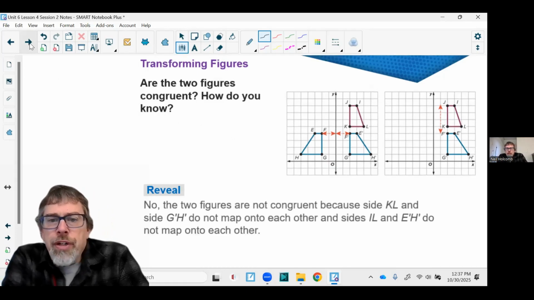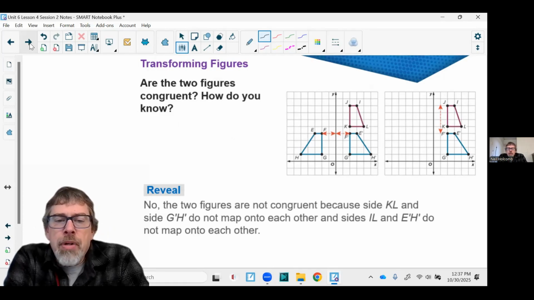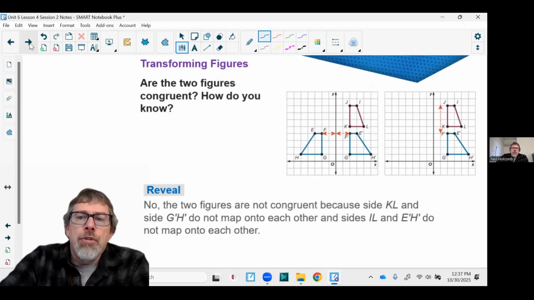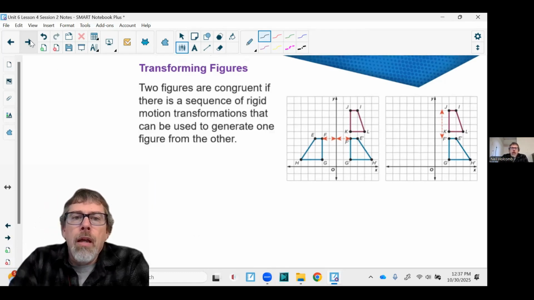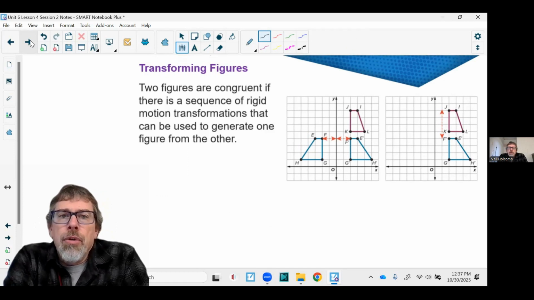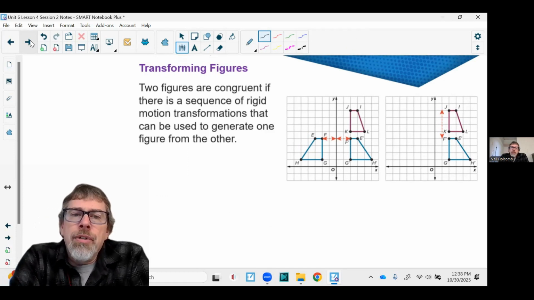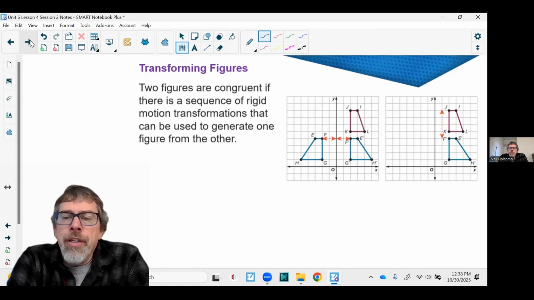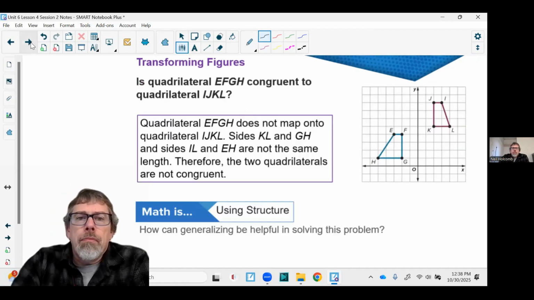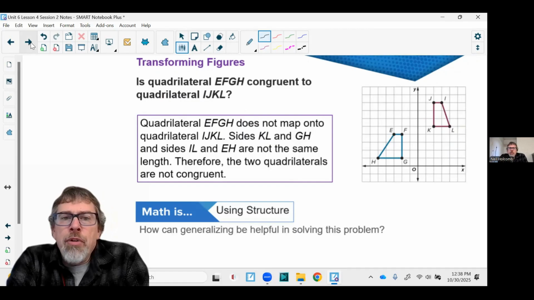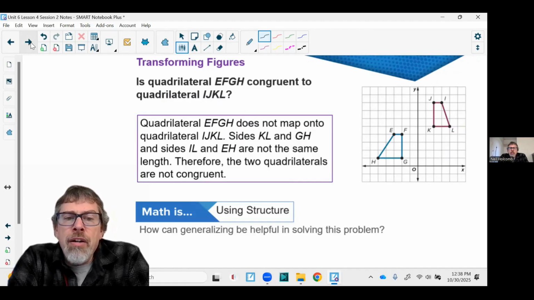Okay, so no, the 2 figures are not congruent because KL and side G prime H prime do not map onto each other, and side IL and E prime H prime do not map onto each other. So transforming figures, 2 figures are congruent if there is a sequence of rigid motion transformations that can be used to generate one figure from the other. Quadrilateral EFGH does not map onto quadrilateral IJKL. Sides KL and GH and sides IL and EH are not the same length. Therefore, the 2 quadrilaterals are not congruent.